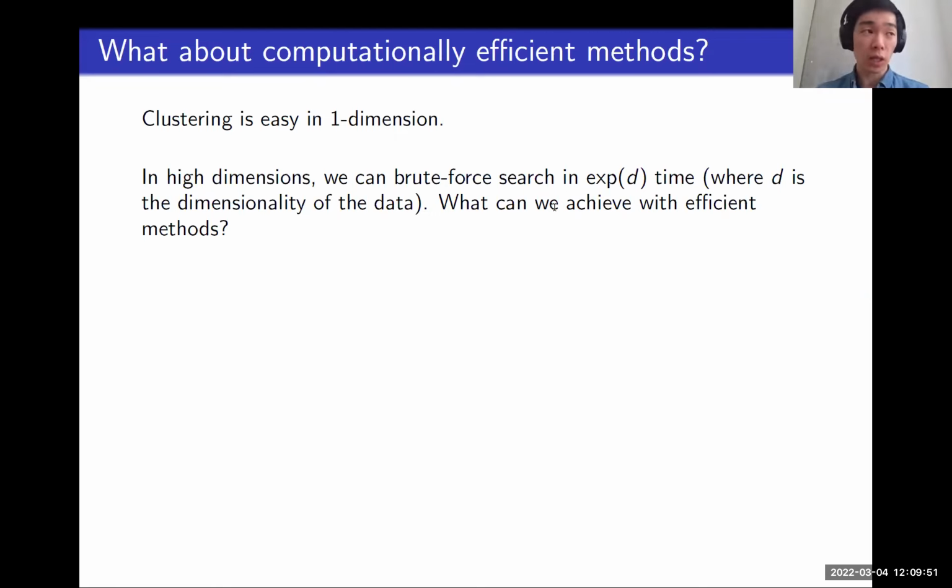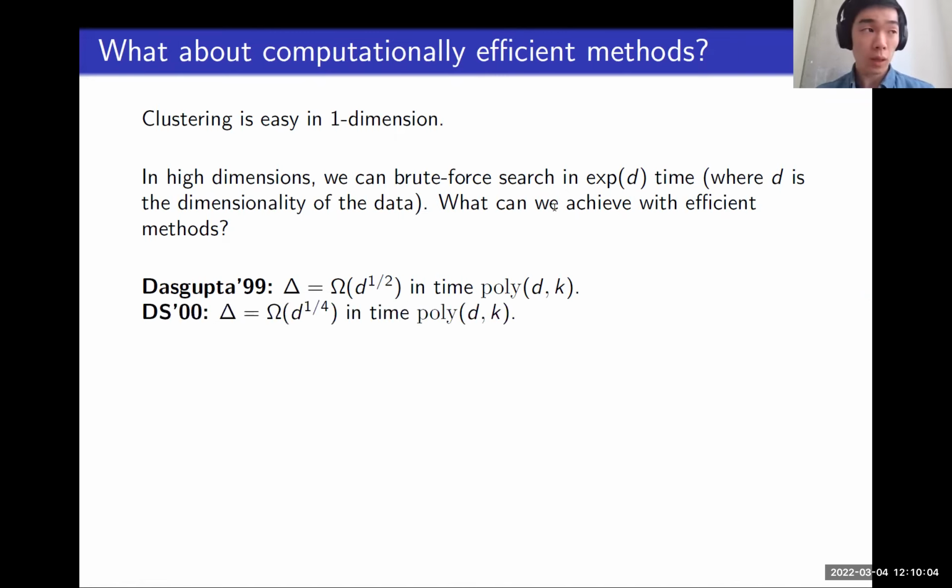There's actually been a pretty long line of work. Here are some of the results that have been obtained. In 1999, there was a result by Dasgupta showing how to cluster in polynomial time with separation of root d. A year later, there was a result showing that you can get down to d to the 1/4, and in fact, you can replace d to the 1/4 with k to the 1/4. Almost all of the time, you can basically replace d's with k's. The interesting regime is when d and k are both comparable, so the d's and k's are interchangeable.